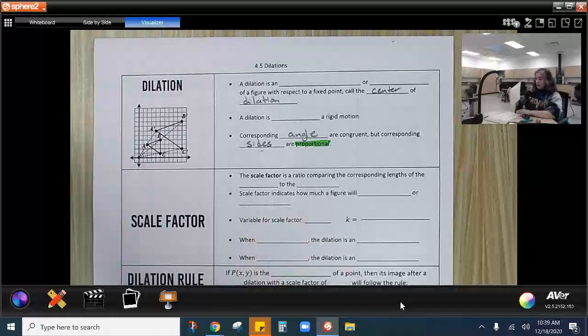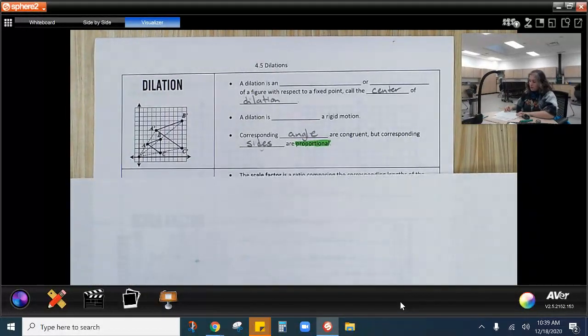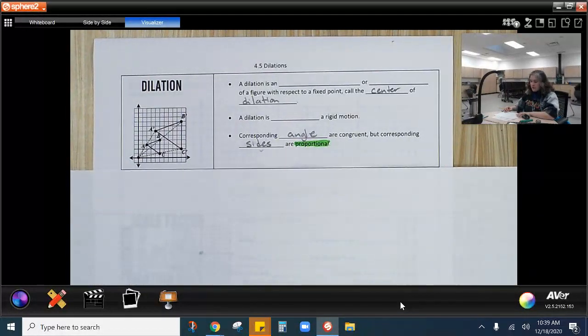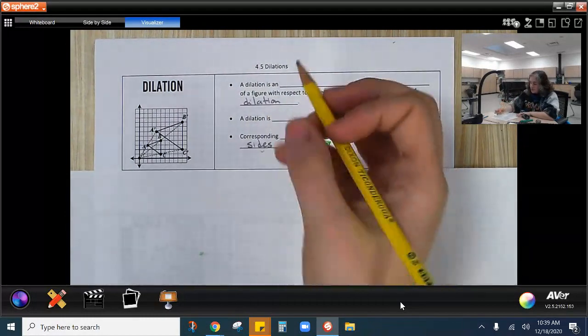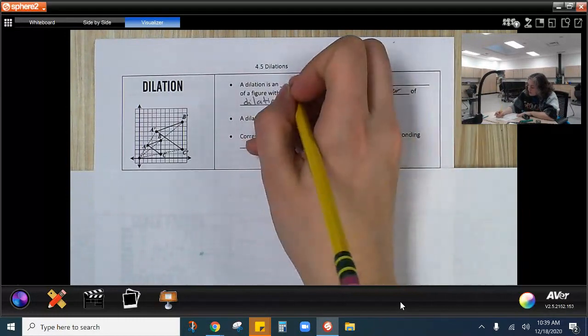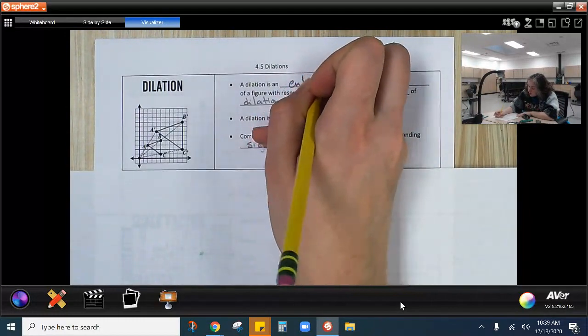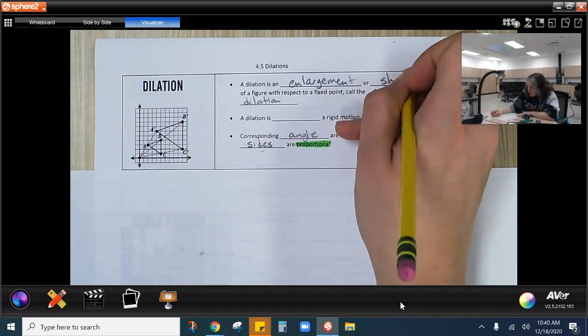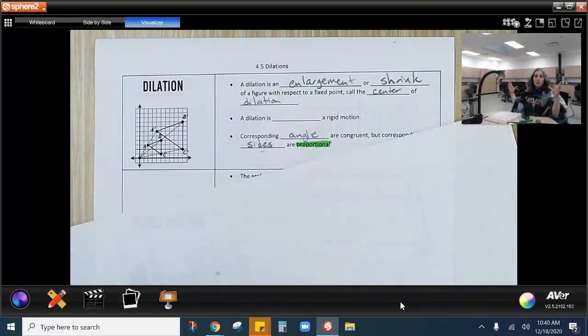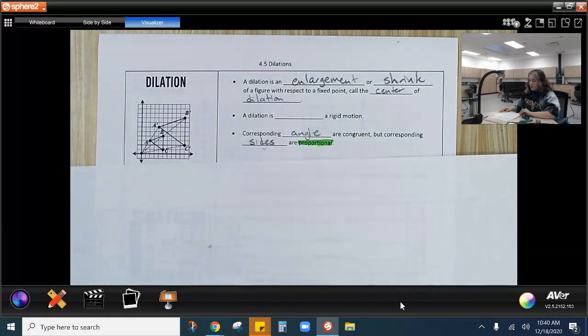Dilation is the next one. So a dilation is, and you do this all the time if you ever do like a photography class, yearbook, anything like that. A dilation is an enlargement or a shrink, right? You enlarge it or you shrink it. You do one or the other to it.